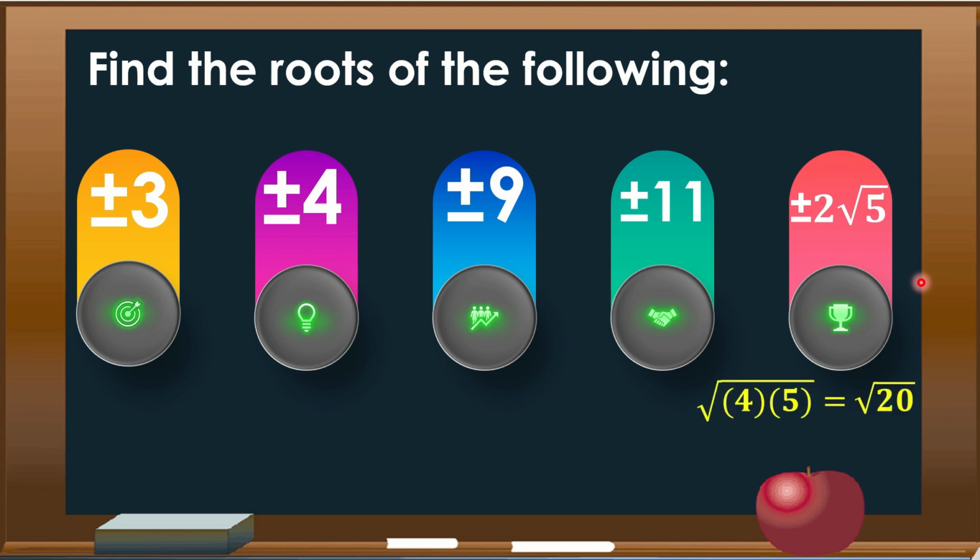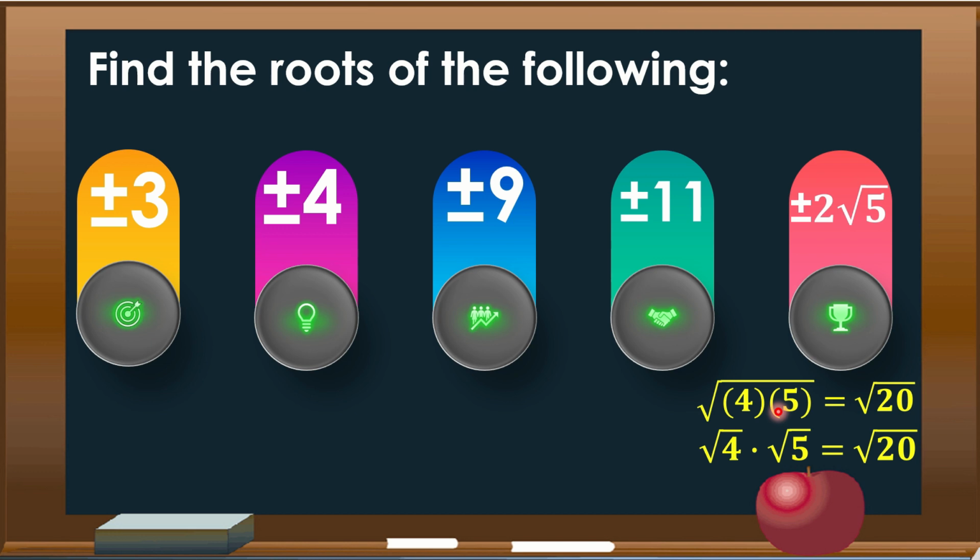Ma'am, sabi mo kanina 4. Yes, kaya lang, we are still extracting the roots for those two numbers. Meaning, square root of 4 times square root of 5 is equal to square root of 20. So, what is the square root of 4? Yes, it is 2. And what is the square root of 5? Wala po. Kaya po, we will keep it as is. Therefore, the roots of square root of 20 are positive, negative, 2 square root of 5.